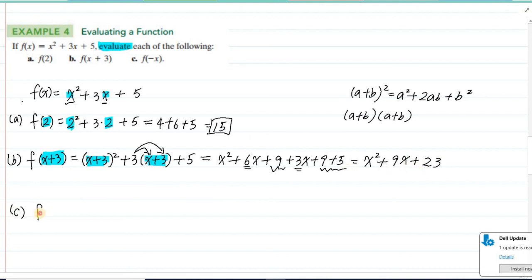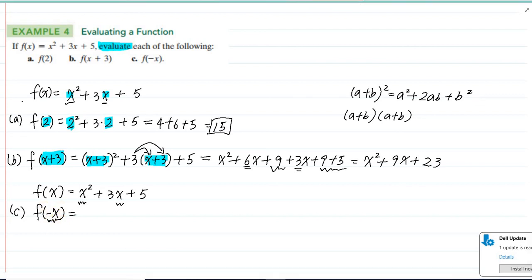Part C, we have f of negative x. Let me just go ahead and copy the original function again, because I have so many students struggle with this type of question. I'm not sure why, but you guys really struggle. So remember, anytime I see an x, that means I have to replace it with a negative x, because this is inside my parenthesis. Any x that I see, I'm going to replace it with negative x.